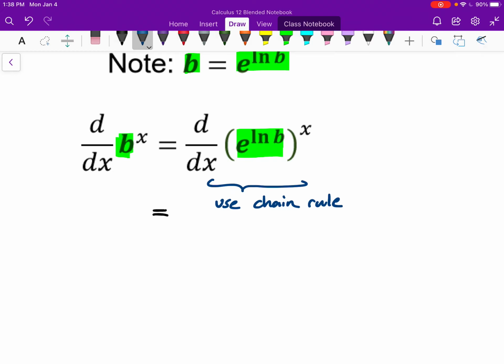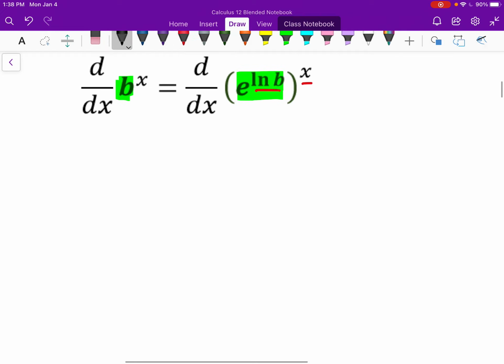Actually, I've got ahead of myself. We don't want to use the chain rule quite yet. I'm first going to use an exponent law before I use that. My apologies. First, I use my exponent law. I have a power raised to another power. I have all of this being raised to that power, so I'm going to write this as one power. So I'm going to write this as d over dx of e to the ln b times x. Now I'm going to use the chain rule.